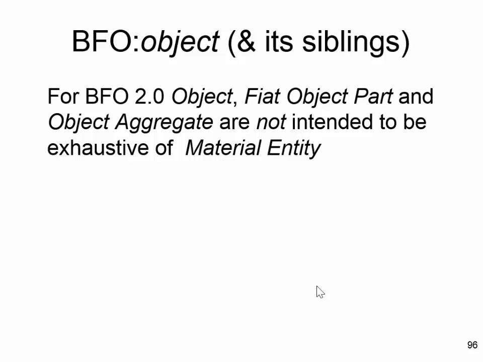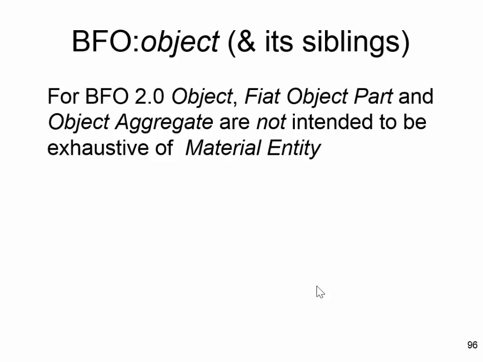So we got to the point where we were talking about objects, fiat object parts, and object aggregates. Now, I explained that all of these are subtypes of BFO material entity, but they're not designed to be exhaustive. So there could be other subtypes.